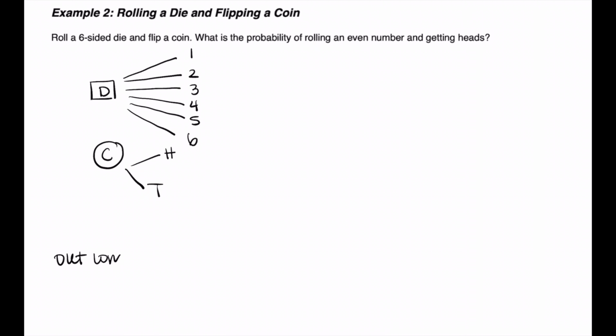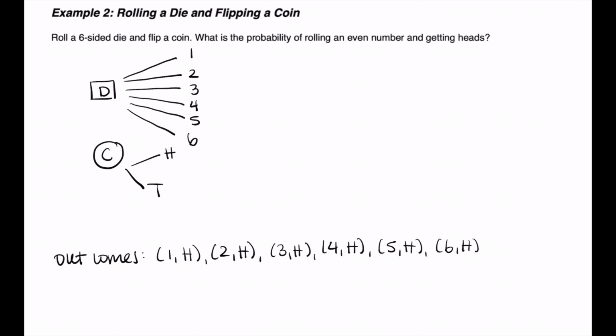So our list of outcomes here is going to be quite a few, right? We could roll a 1 and flip a heads, roll a 2 and get a heads, 3 heads, 4 heads. So I'll speed through all of our outcomes here. What's going to end up happening is we'll have the full set of 6 sides paired with heads and the full set of 6 sides paired with tails.